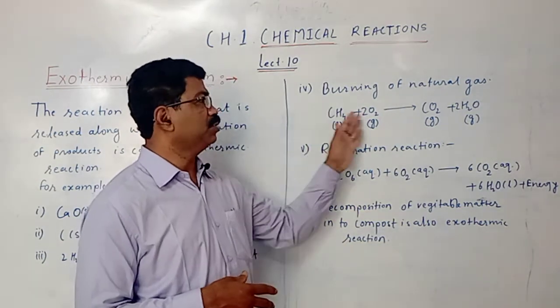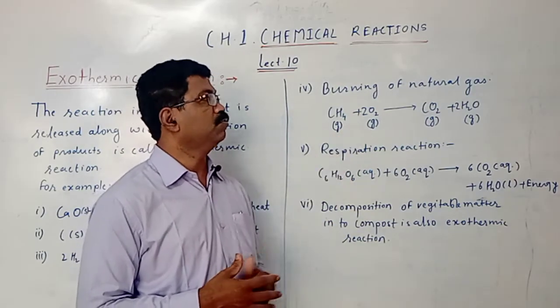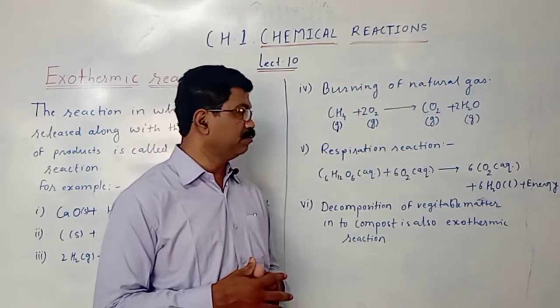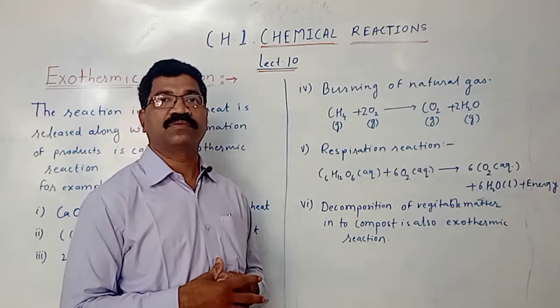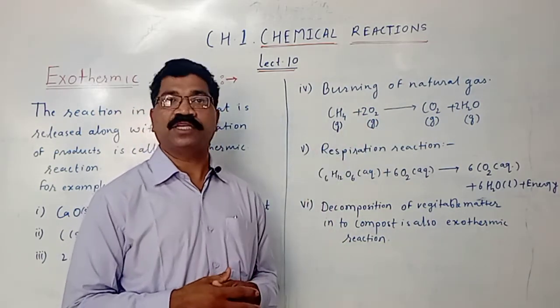So methane and oxygen combine to produce what? Carbon dioxide and water vapor. Now this is also exothermic reaction. So heat will be released in this reaction. Okay. So plus heat you can write there, and it's also exothermic reaction.